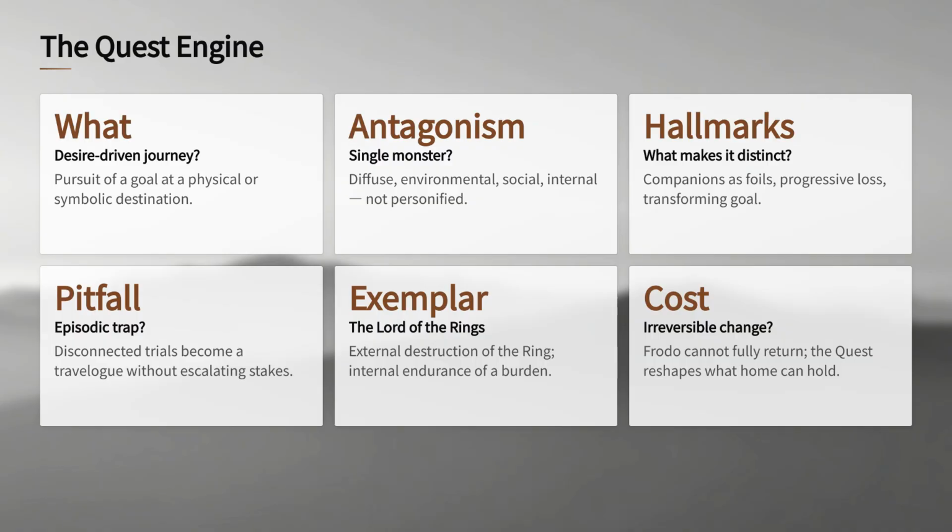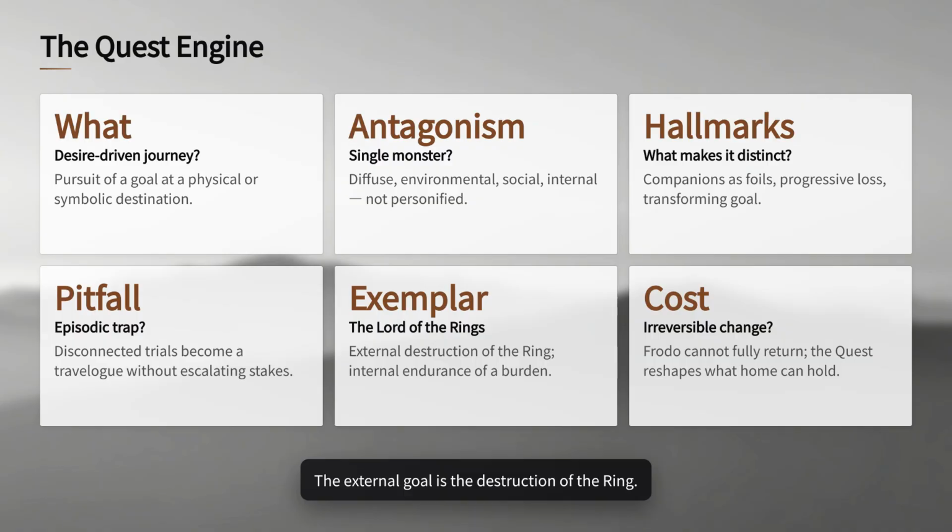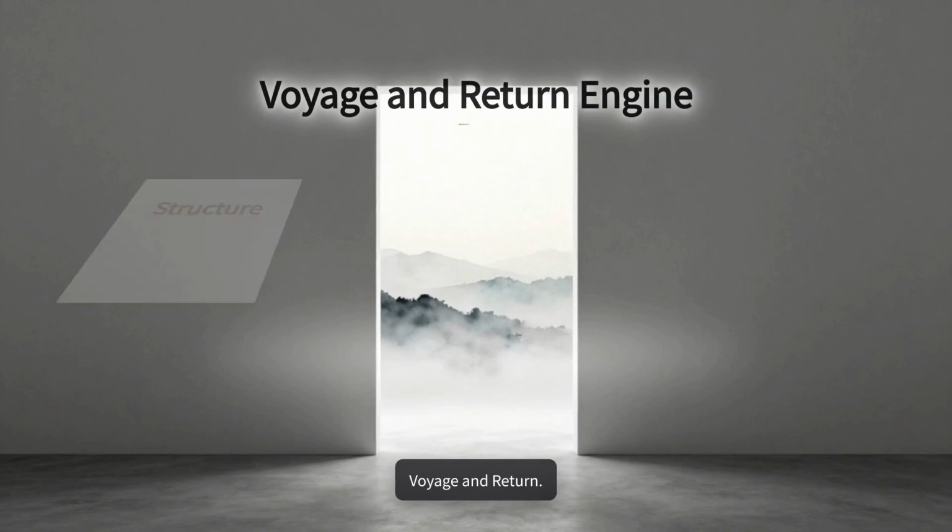Working example. The Lord of the Rings. The external goal is the destruction of the ring. The internal goal is Frodo's endurance of a burden no one else can carry. The companions are progressively stripped away. The cost is permanent. Frodo cannot return fully to the Shire because the quest has changed what the Shire can hold for him. Voyage and return.